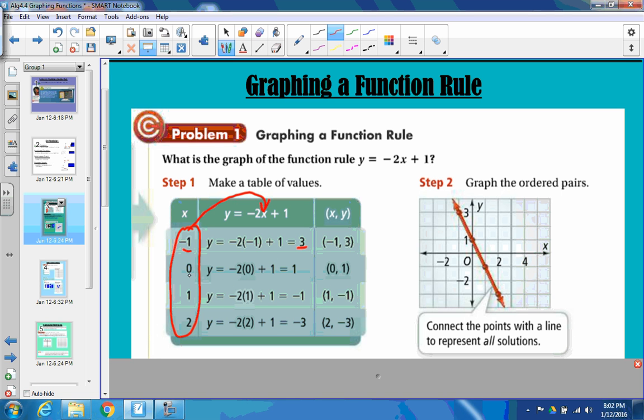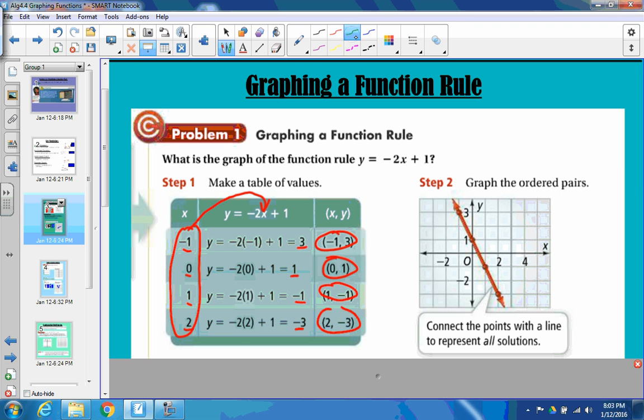The next one we're going to use is 0. 0 is always an easy one because a lot of times it cancels something out. So 0 times that -2 is 0 plus 1 would be 1. So there's our ordered pair. We have 2 ordered pairs now. And we continue with that. We get 1 and -1, 2 and -3. Those are our other two ordered pairs.